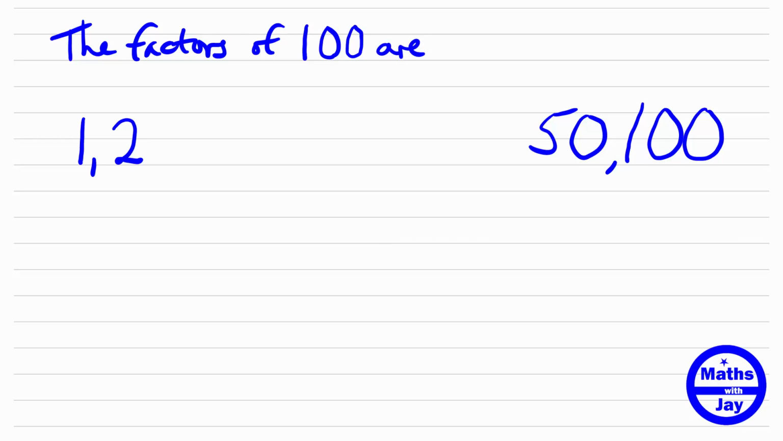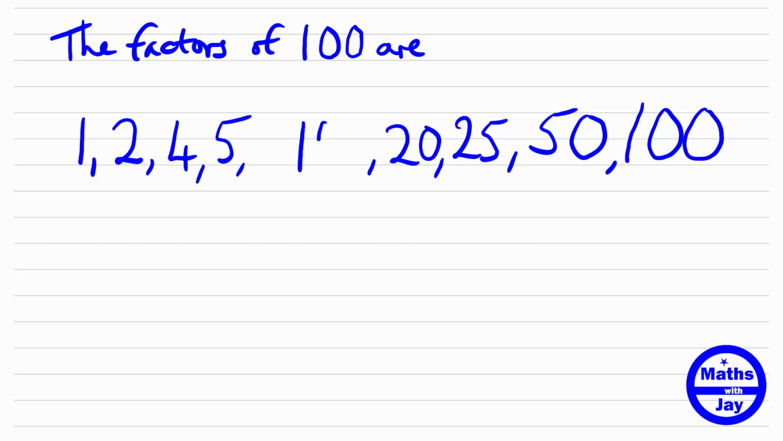3 doesn't go into 100, does it? 4 does though. And one way of thinking of this is that I have doubled 2, so I'm halving 50. So 4 times 25 goes in. 5 goes in, doesn't it? It does. 5 times 20. 6, 7, 8, 4 goes in 25 times. If we halve 25, we get 12 and a half. So no, 8 doesn't go in. 9 doesn't go in, but 10 does go in. And 10 tens are 100, so another square one. So that's in the middle on its own.